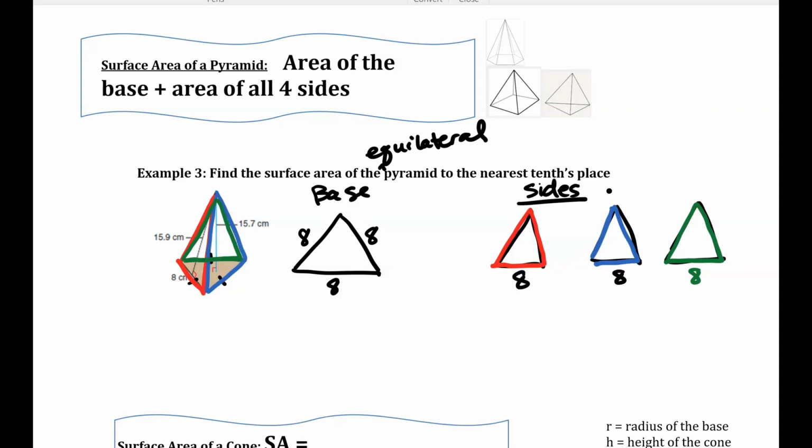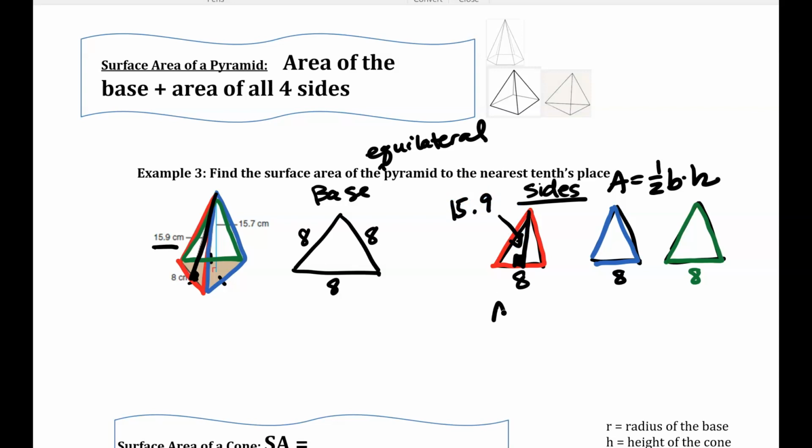And if we want the area of a triangle, that's going to be 1/2 the base of the triangle times the height. Well, I shouldn't say we know that it's 8. We don't. Let's draw a line though. It's likely going to be 8. And we can look at our picture here. We've got a line drawn in with a right angle, and we're told that that distance is 15.9. So the height of these triangular sides is 15.9.